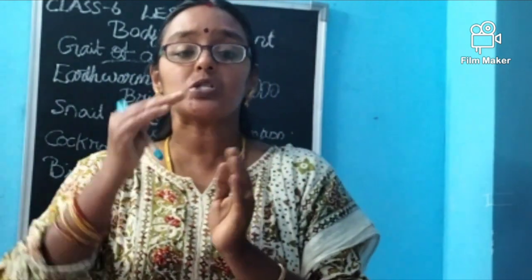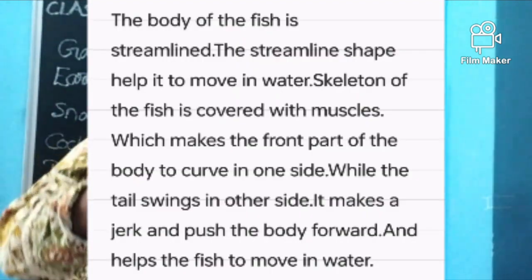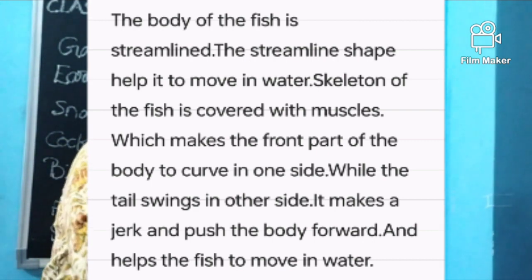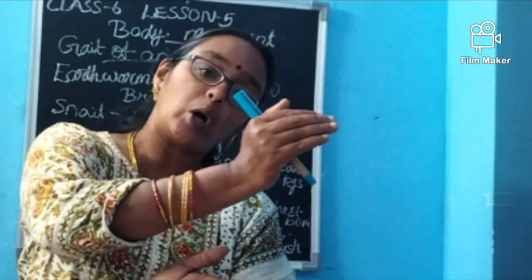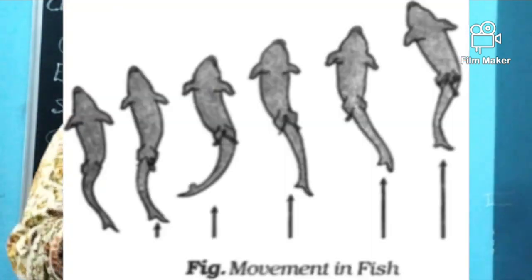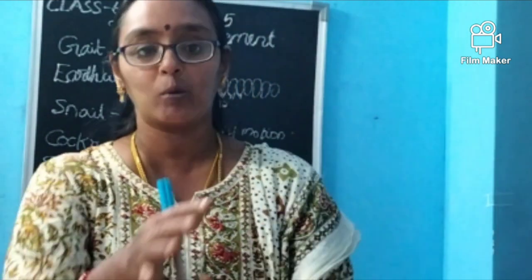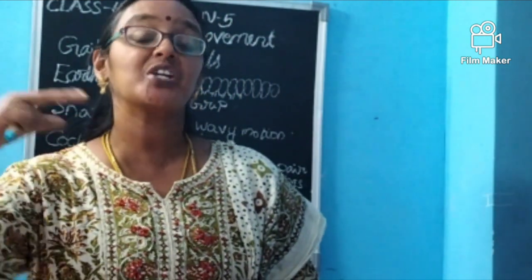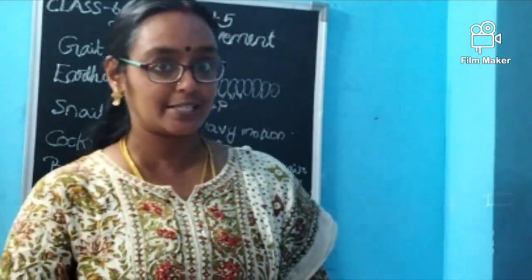How is the movement possible in the fish? Actually, the muscles of the fish are flexible in such a way that the front part of the fish will curve to one side, while the tail part curves to the other side. Then there is curving in the opposite sides. It causes a jerk for the fish. This jerk results in the movement. Because of these constant jerks, the fish is able to move in water. Okay, dears, is it clear?